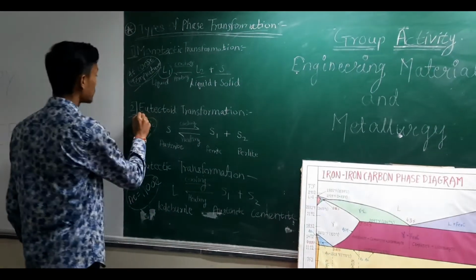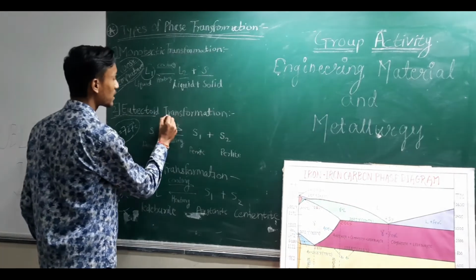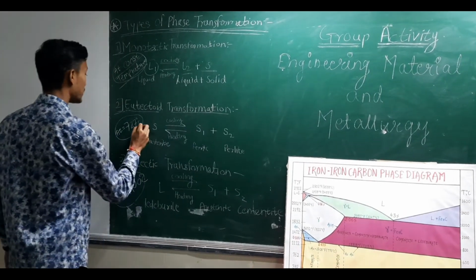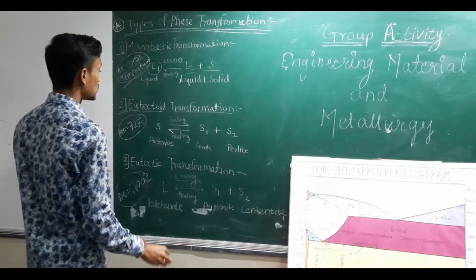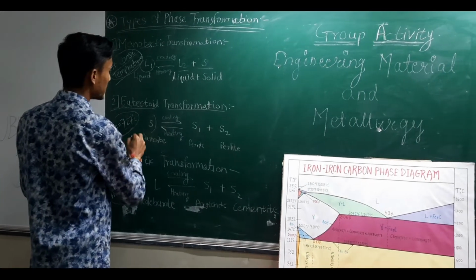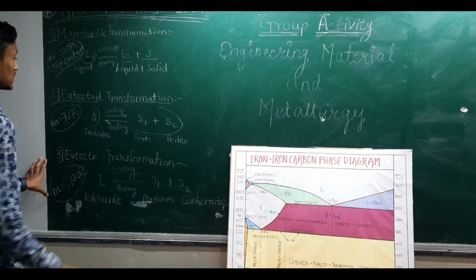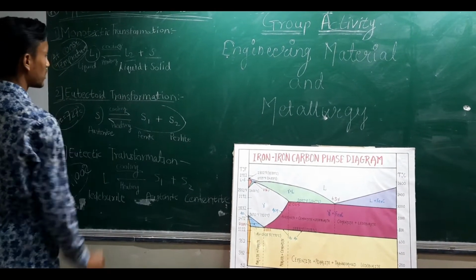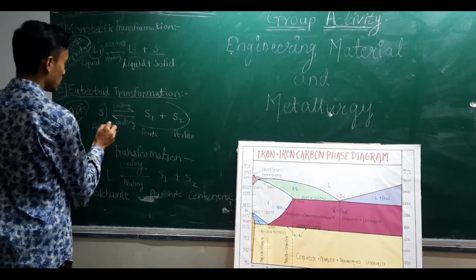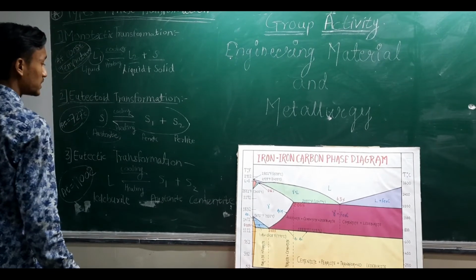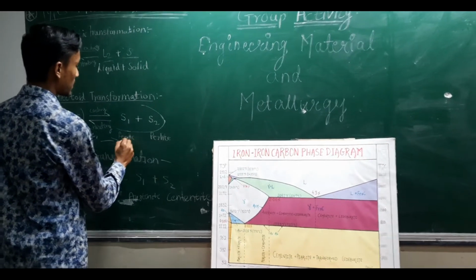Now the second type of phase transformation is eutectoid transformation. At 727 degrees Celsius, a solid phase decomposes into two new solid phases, which is known as the eutectoid transformation. Here austenite decomposes into ferrite plus pearlite.